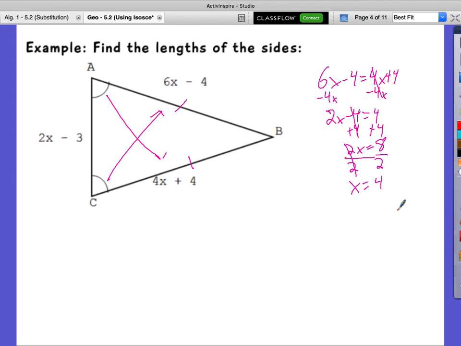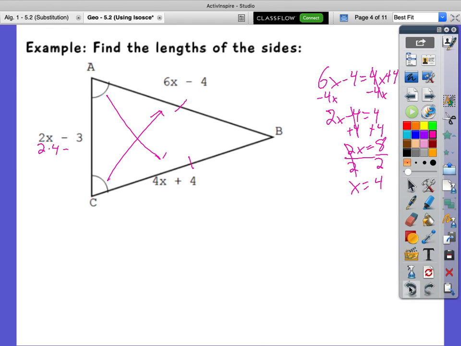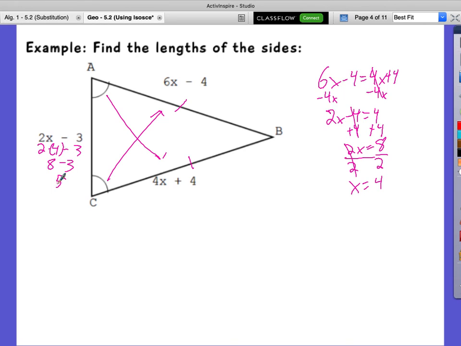So over here, what do we end up doing after we plug it in? You get 5, because 2 times 4 gives 8, minus 3, so it is 5. So we can say the measure of side AC, or segment AC, is 5. Or if we're just doing it on the picture, that'd be okay. But if we don't have a picture, this would be how I want us to list it.